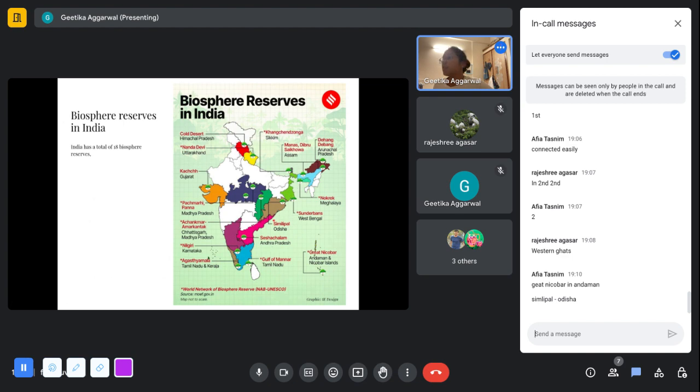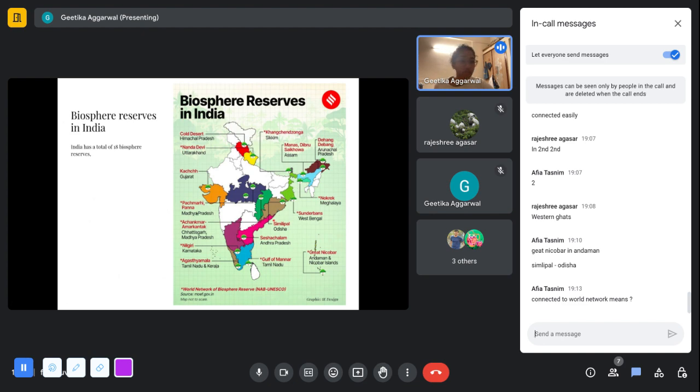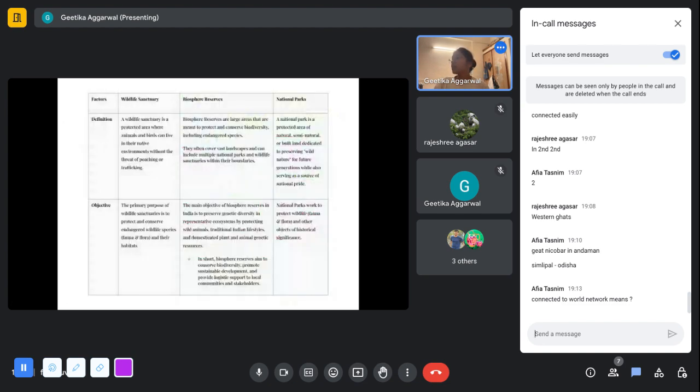We have Seshachalam in Andhra Pradesh. We have Nilgiri Biosphere Reserve in Karnataka. You have Agastyamalai in Tamil Nadu and Kerala. Gulf of Mannar is again in Tamil Nadu. Great Nicobar in Andaman and Nicobar. Achanakmar-Amarkantak in Chhattisgarh and Madhya Pradesh. Pachmarhi and Panna in Madhya Pradesh. Panna Biosphere Reserve is another one, and Pachmarhi is a different one. And you have the Kutch in Gujarat. So these are the biosphere reserves found in India, and 11 of them are recognized by the World Network of Biosphere Reserves. Okay, moving on.